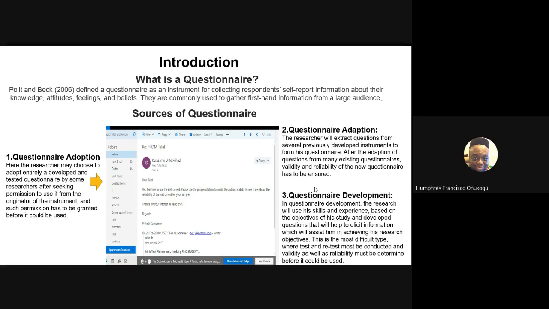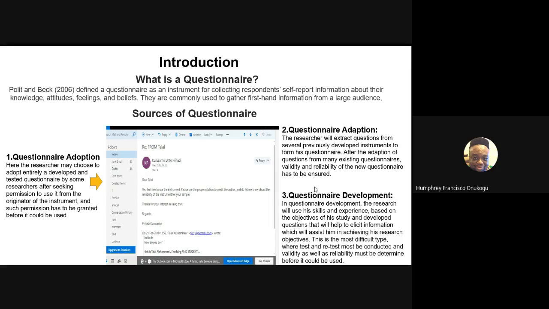And the last source of questionnaire is development, which is a huge task. Most times when we are doing work that is novel, that is not very common, when we are thinking of doing new things, we will have to develop our questionnaire. In questionnaire development, the researcher will use his own skills and experience based on the objective of his study. This is key, and develop a questionnaire that will help to elicit information which will assist him in achieving his research objectives. This is the most difficult type, where tests and retests must be conducted, and validity as well as reliability must be determined before it could be used.